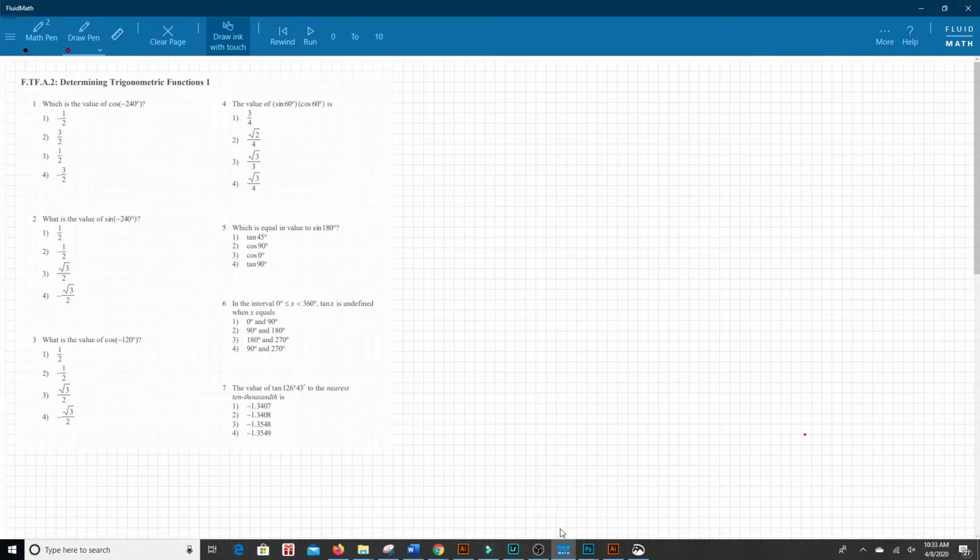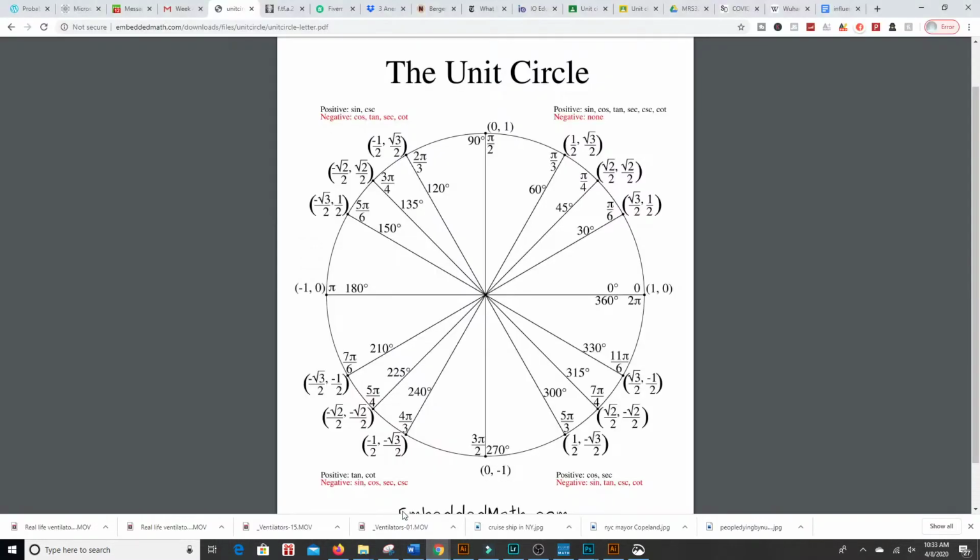So if you look at this right here, negative 240. We're looking for the cosine of negative 240. Thinking about the unit circle chart or reference sheet that I gave you guys, it actually tells you what's negative and what's positive. So I'm going to draw this one up. It says, what is the value of the cosine? Keep in mind the cosine will always be the x value of any coordinates. So negative 240, I'm going to draw up the unit circle. Negative 240 right here, I'm looking at the x.